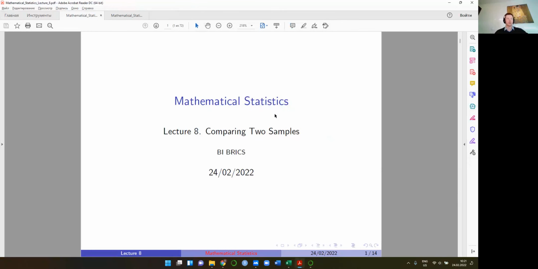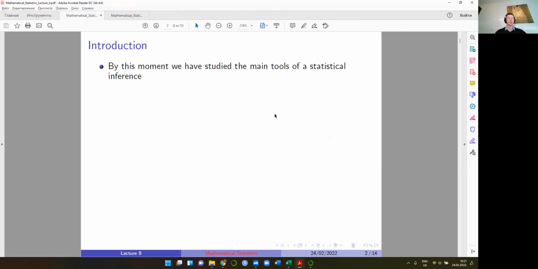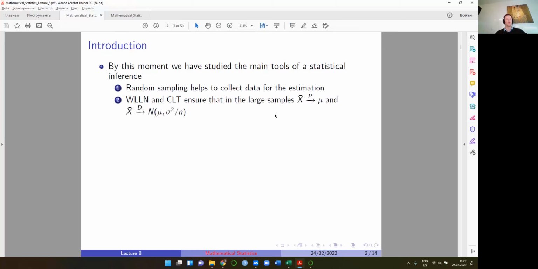Basically, up to now we know a lot of things. So let's just recap everything that we have done so far. We know some idea of random sampling. We know that it helps us collecting the data for the estimation of unknown population parameters. We know two things from the asymptotic theory: the weak law of large numbers and the central limit theorem.